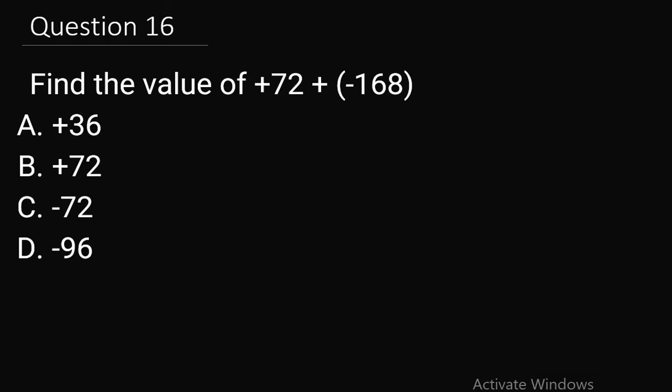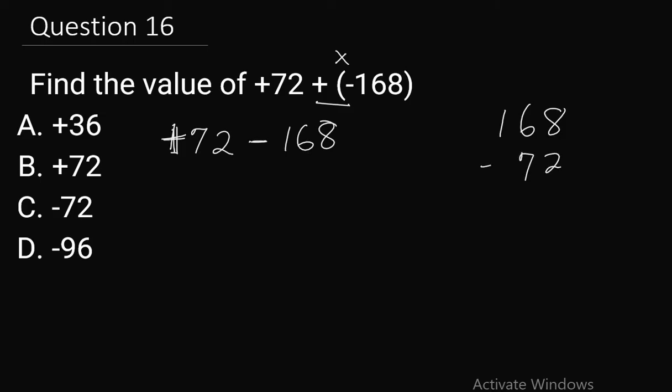Question 16 says, find the value. We have plus 72. Now, plus, like I said earlier, bracket is times. Plus times minus is minus. We have 168. If the symbols are not the same, I said you do subtraction and put the symbol of the bigger number. So since the symbols are not the same, I'll do 168 minus 72.